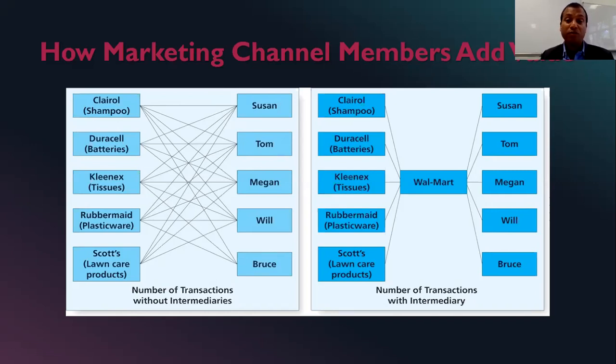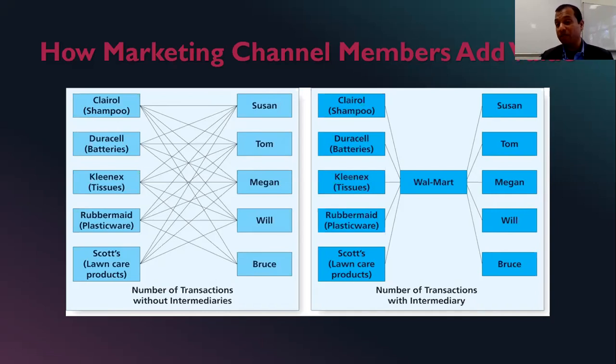But if you add one retailer or one intermediary, for example Walmart, in between, how many communications are you doing now? What is the total number of communications now? So 1, 2, 3, 4, 5 on the left side and 5 on the right side. So Walmart is communicating 5 times with the producers, and there are 5 communications to Walmart.